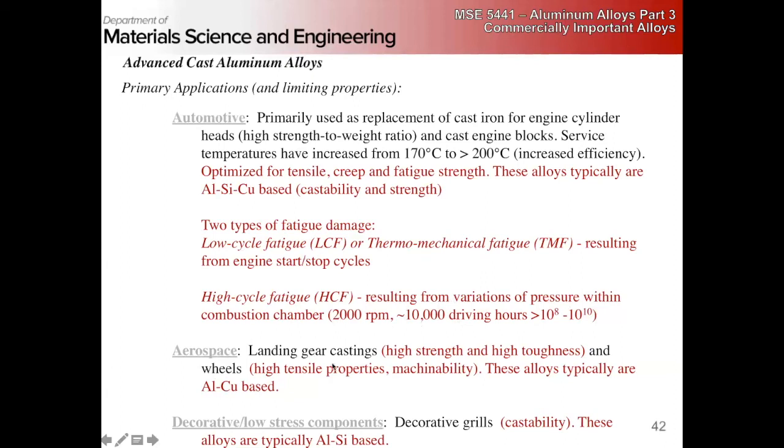Aerospace applications, landing gear castings, we want high strength and high toughness in wheels, high strength, high tensile properties and machinabilities. These tend to be aluminum copper based without the silicon additions. And then for purely decorative low stress components, purely aluminum silicon because these are the easiest to cast. So decorative grills and things like that.